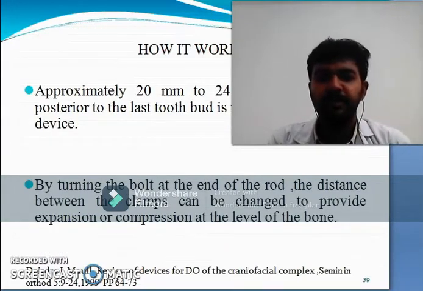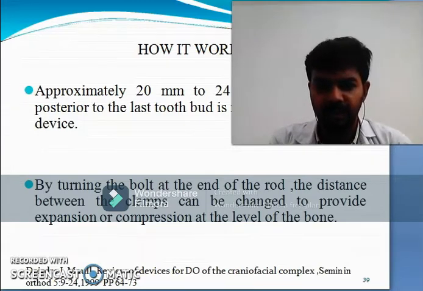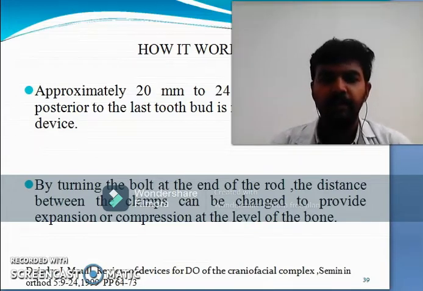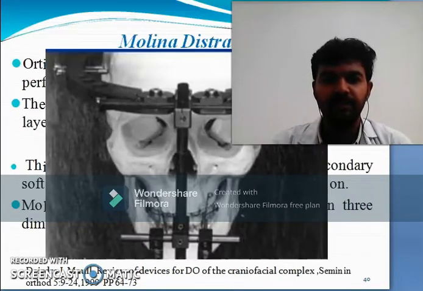Approximately 20 mm to 24 mm of bone stock posterior to the last tooth bud is necessary to place this device. By turning the bolt at the end of the rod, the distance between the clamps can be changed to prevent expansion or compression at the level of the bone.